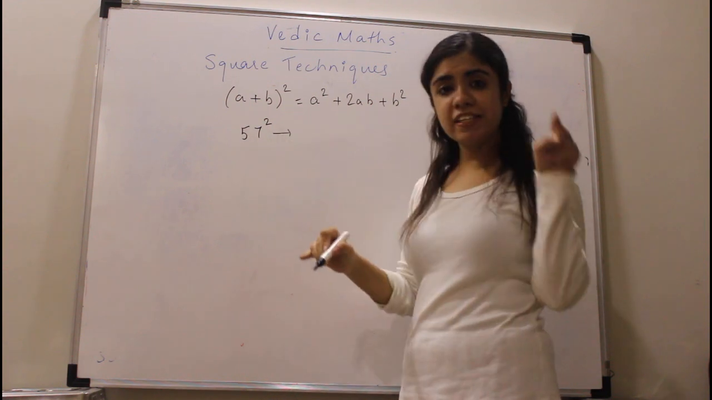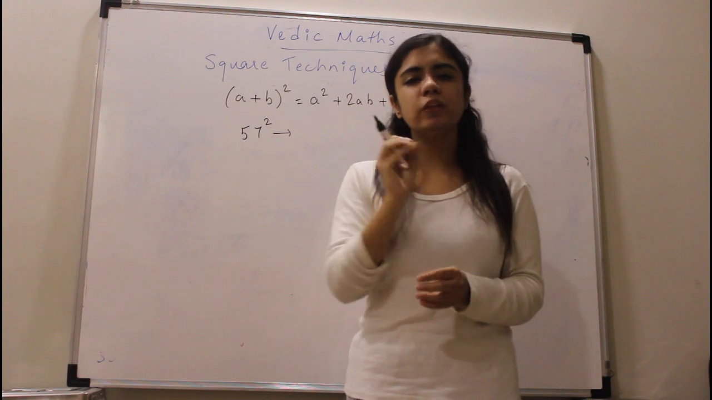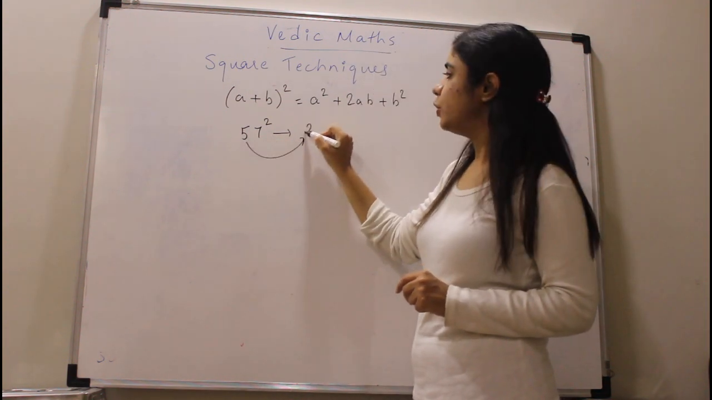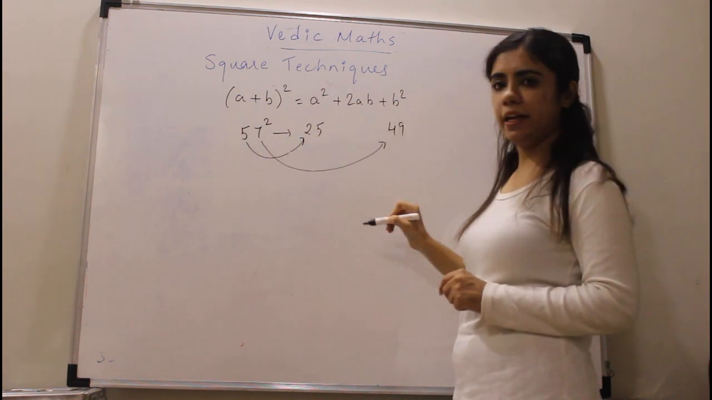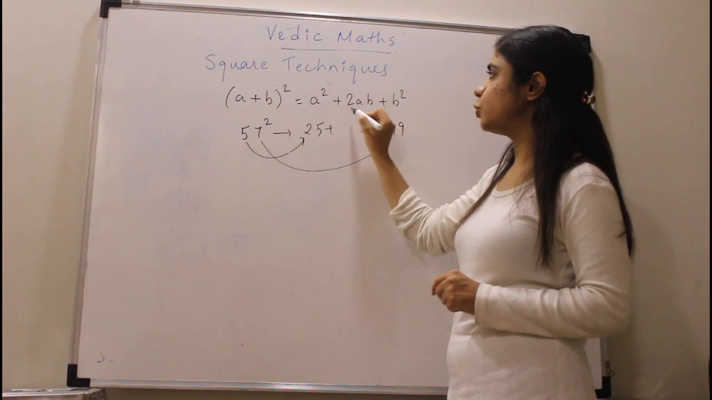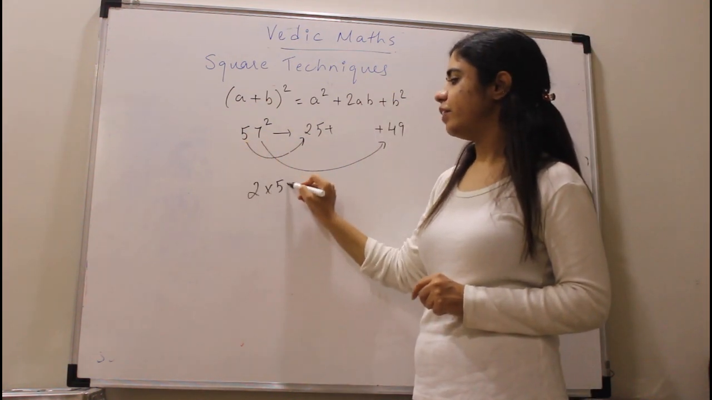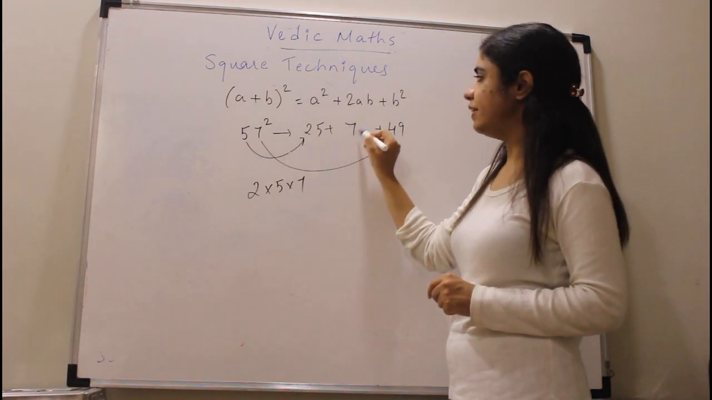तो जैसे हमने previous technique में किया था, mind you, this technique and the previous technique is very similar. छोटा सा change है, that I'll tell you. 5 square will become 25. 7 square will become 49. और बीच में आएगा plus 2ab. So 2 into 5 into 7. 2 5s are 10, 10 7s are 70.